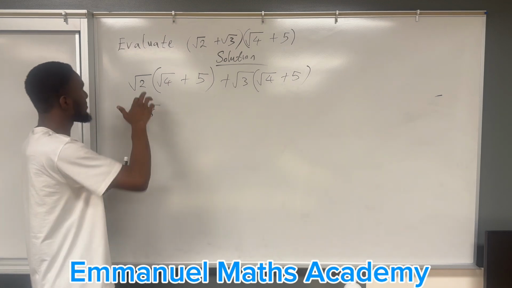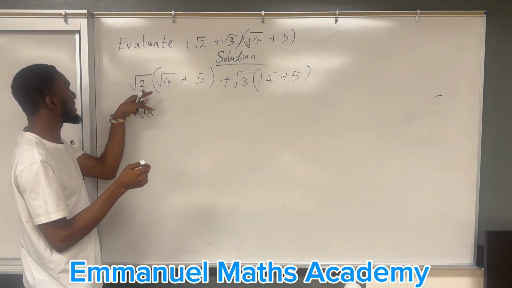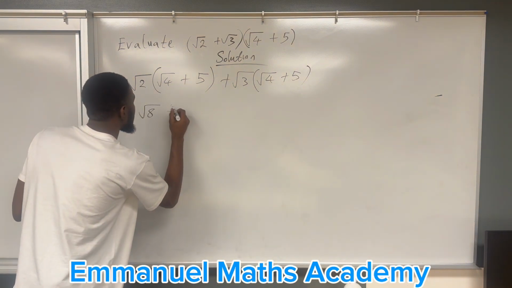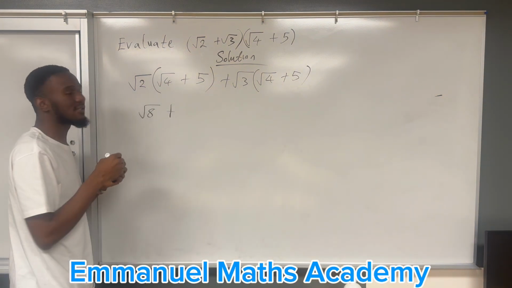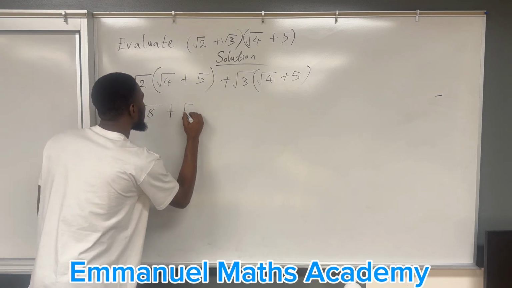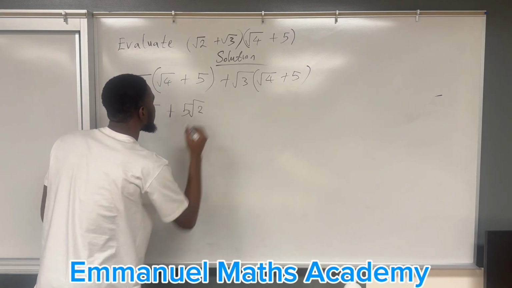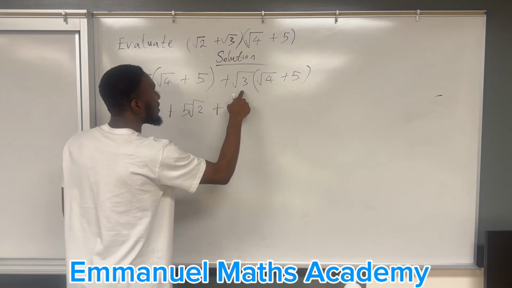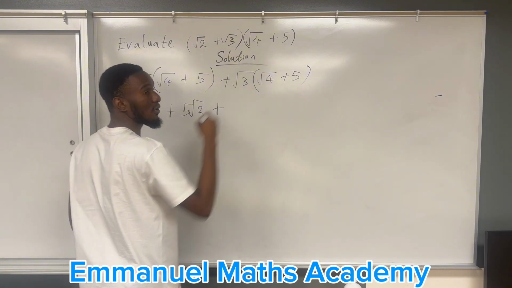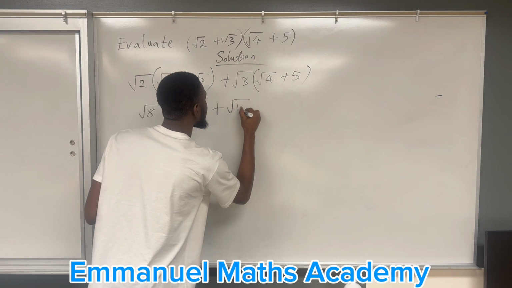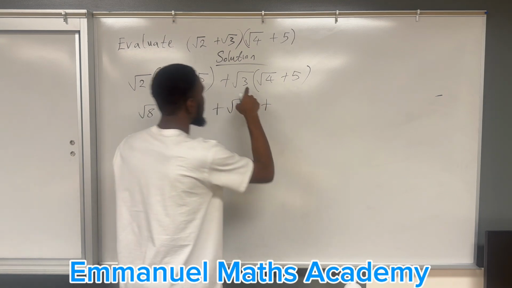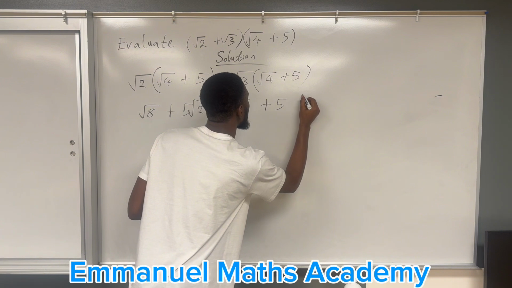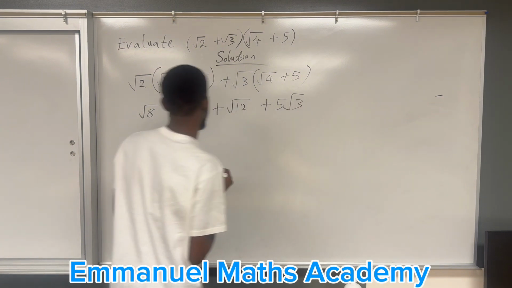Right? Because they are having roots, so you'll be multiplying this and this. 2 times 4 will give you 8. Plus root 2 times 5 will give you what? 5 root 2. Then we come to this side. You have plus root 3 times root 4 will give you what? Root 12. Plus root 3 times 5 will give you what? 5 root 3. Right?